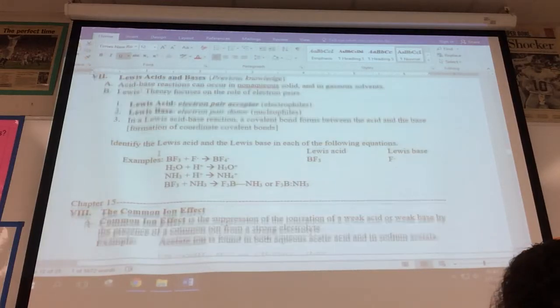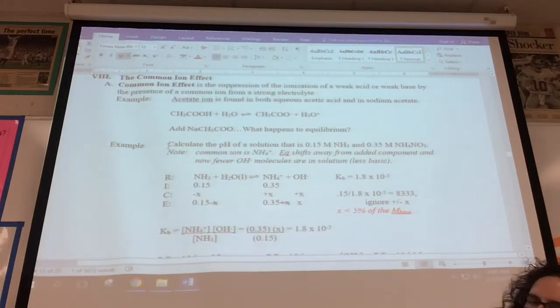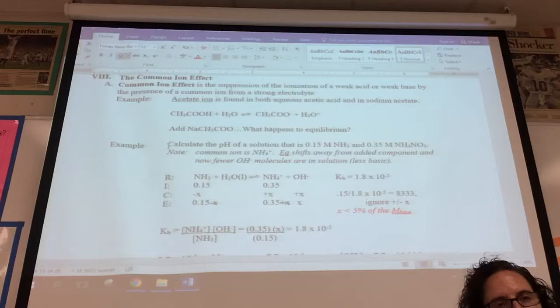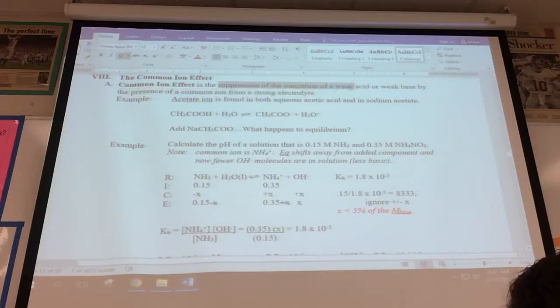The other piece we want to talk about briefly today is the common ion effect, and you already know how to predict which way equilibrium will shift based on an increase or decrease in a substance. With the common ion effect, the wording is confusing. It says the suppression of the ionization of a weak acid or base by the presence of a common ion from a strong electrolyte. So that is a big mouthful, so let's keep it really simple.